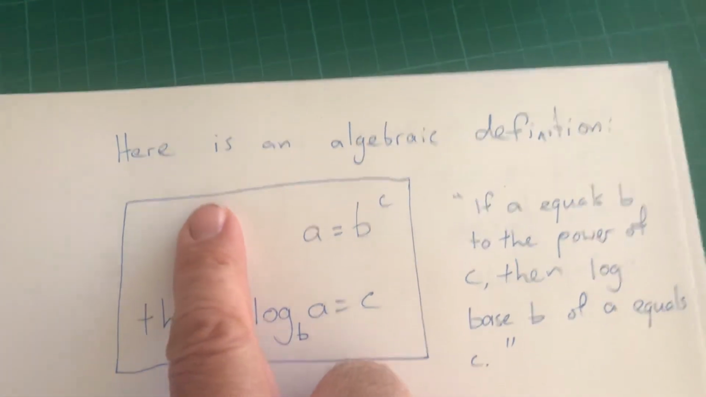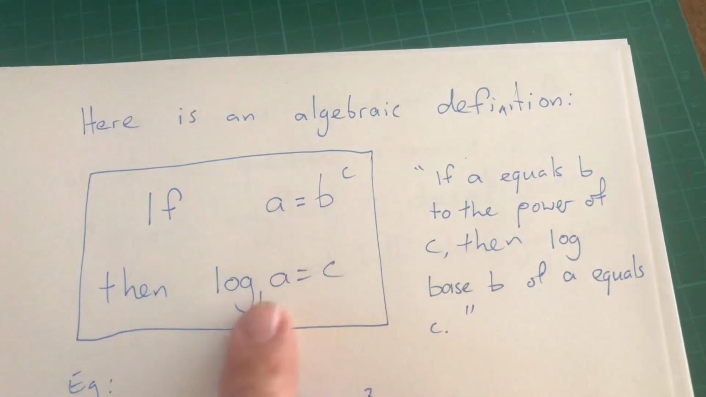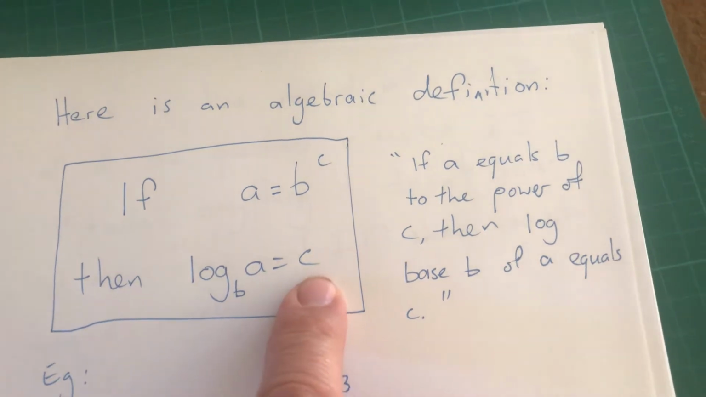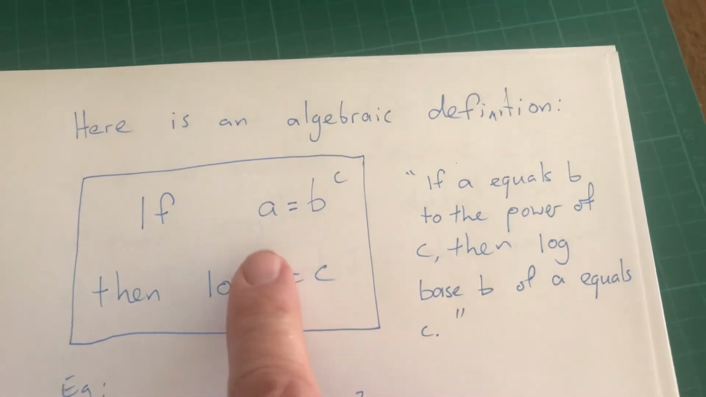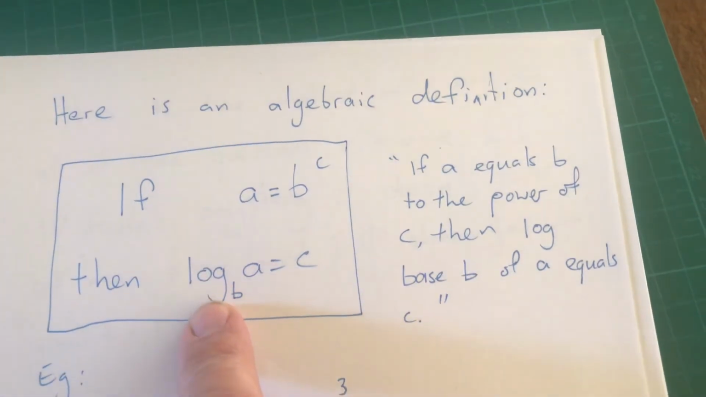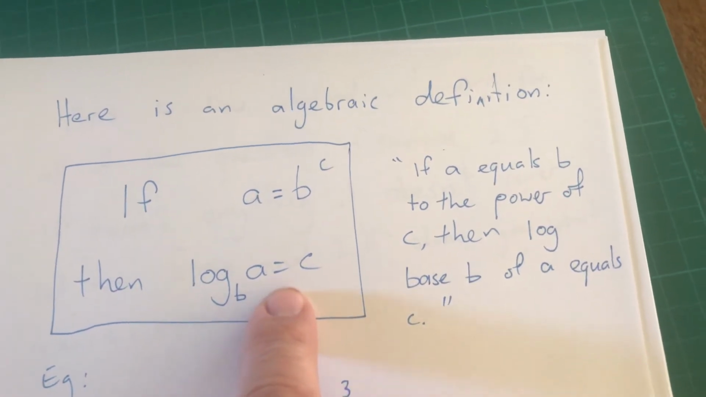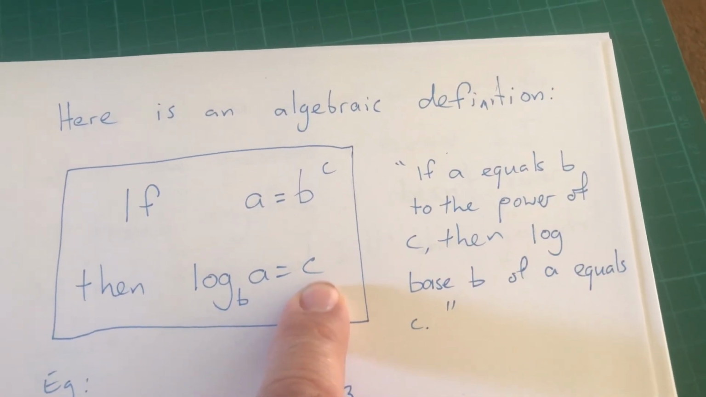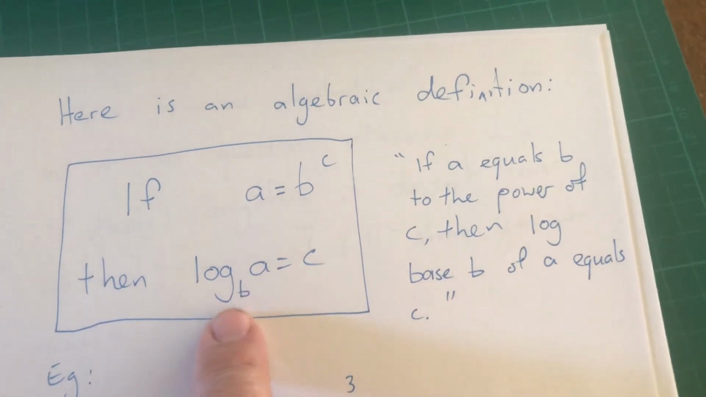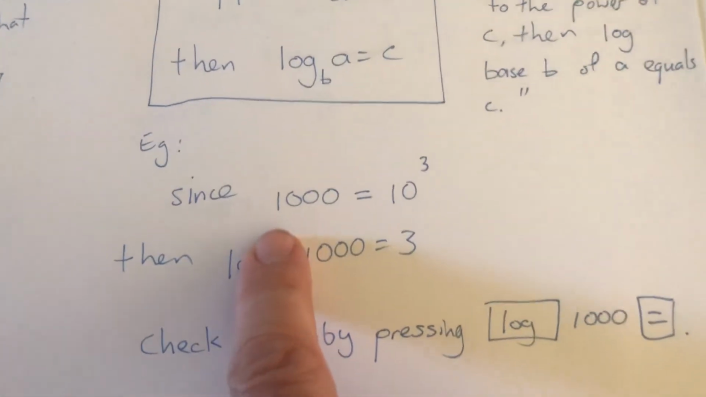Okay, so the definition says that if a equals b to the power of c, then log base b of a equals c. The way you read that is log base b of a equals c. Okay, so here's an example that we've seen.